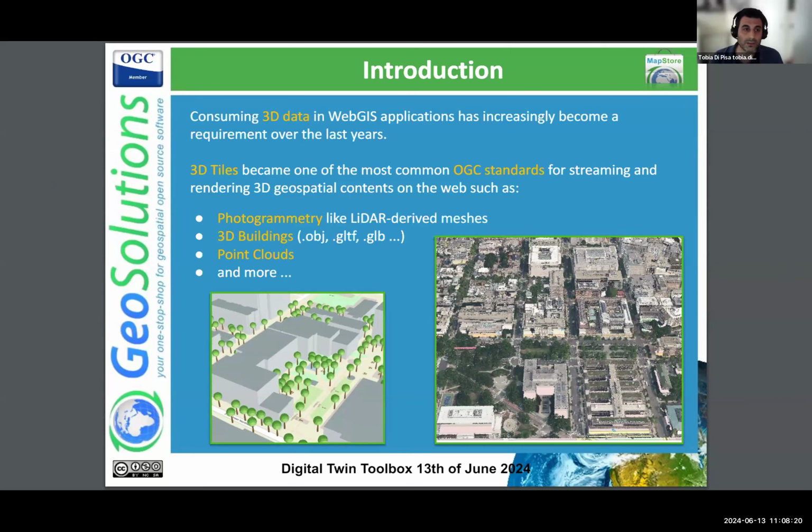So these subjects usually also have to combine existing 2D data within a 3D environment with a proper and reliable representation of terrain, buildings, urban features, etc. So in the overall picture, 3D tiles become one of the main formats for streaming and rendering 3D geospatial contents on the web, as you can see from the slide: LiDAR-derived meshes, oblique imagery, 3D buildings, point clouds, and more. So please, the next.